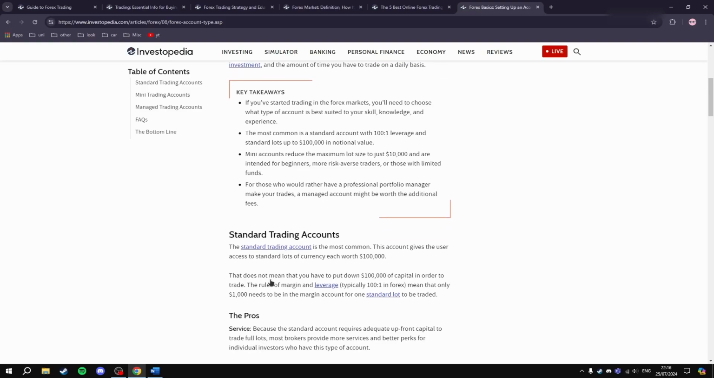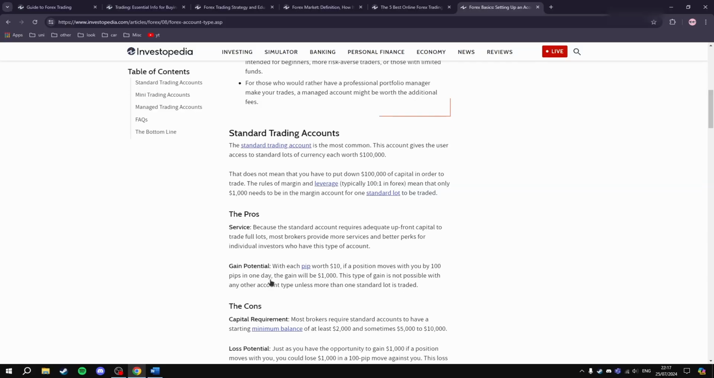Key takeaways: if you start to trade in Forex markets, you need to choose what type of account is best suited to your skill, knowledge, and experience. The most common is the standard account with 100 to 1 leverage and standard lots up to $100,000 in notional value. Mini accounts reduce the maximum lot size to $10,000 and are intended for beginners, more risk-averse traders, or those with limited funds. For those who would rather have a professional portfolio manager make their trades, a managed account might be worth the additional fees.